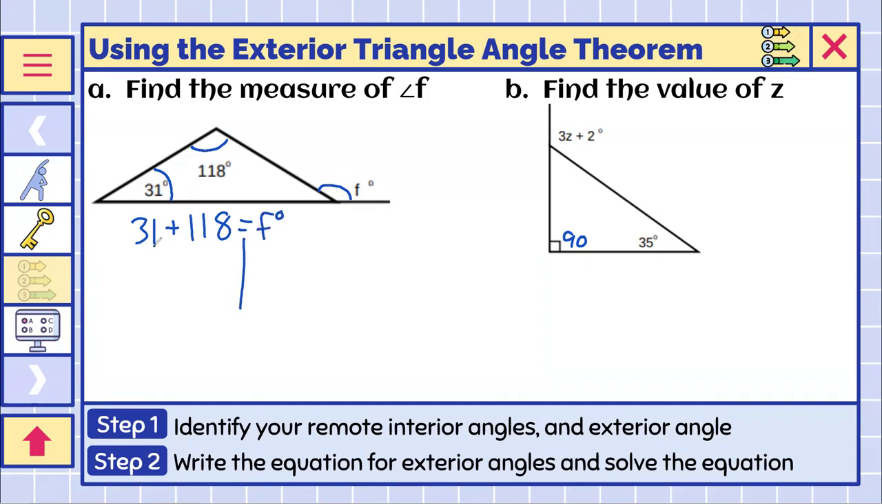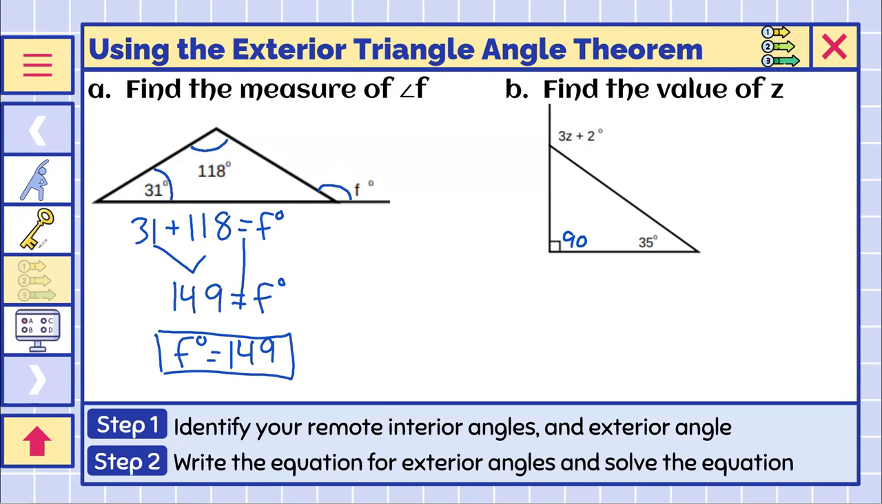Well, let's solve. If I add these together, 31 plus 118, I get 149. Now, sometimes you'd have to do some subtraction or division, but actually, angle F is already on its own, so this is it. Angle F is 149. That's it. The inner angles, the remote interior angles, add together to equal the exterior angle.